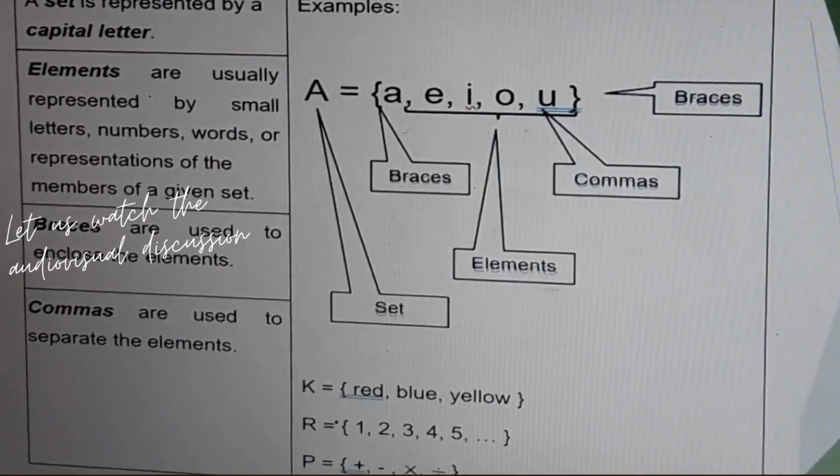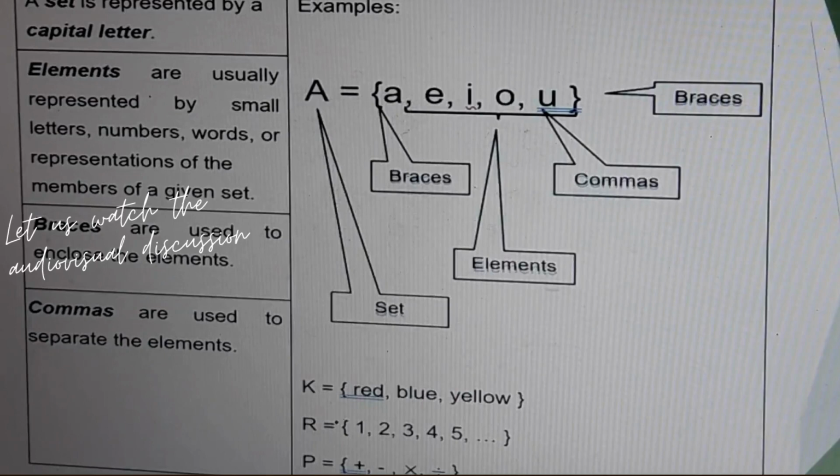So to continue, how to write a named set. A set is represented by a capital letter, so take note of that. A set is composed of elements, and the elements are usually represented by small letters, numbers, words, or representations of the members of the given set. We usually use braces as our symbol of grouping, enclosing the elements, and in order to separate elements, we use commas.